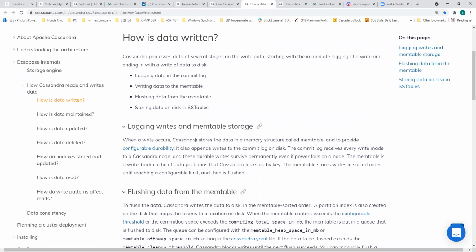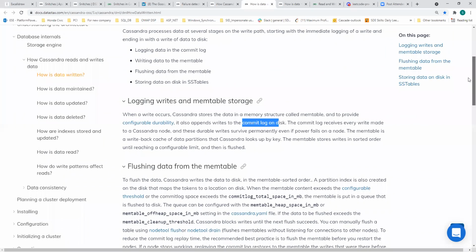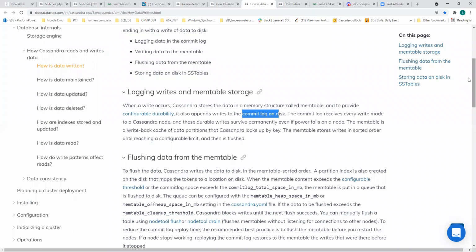So when a write comes, Cassandra stores the data in a memory structure called the mem table. To provide durability, it also stores it in the commit log on disk. It is an append-only log, and therefore, if there are power failures and the like, it still survives. When a node comes back, it reads from the commit log and rebuilds the mem tables and all that stuff, right? So this is what it is.